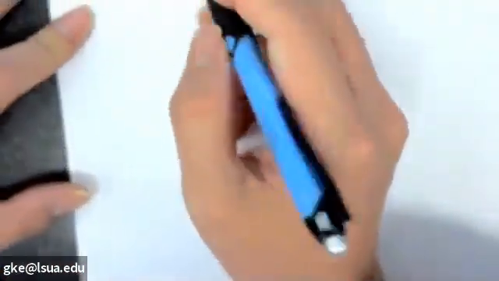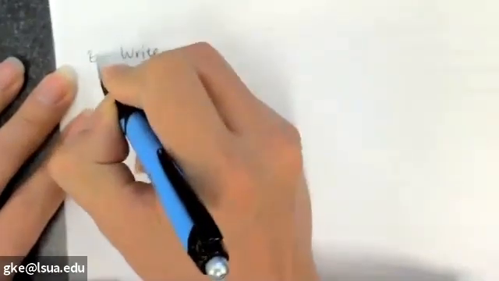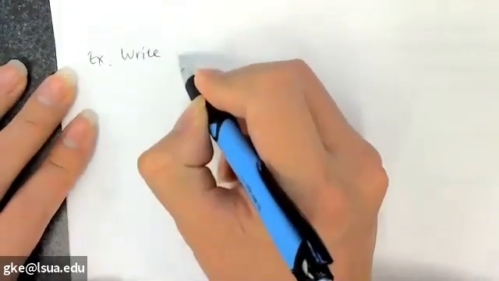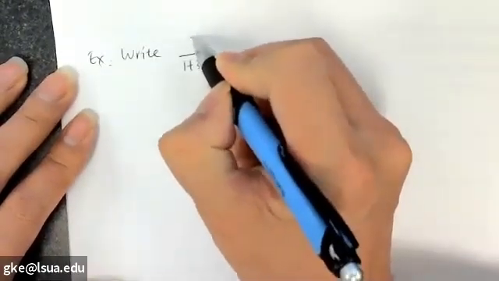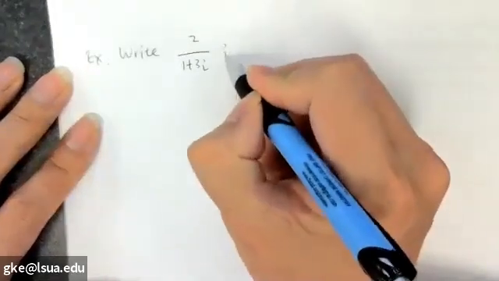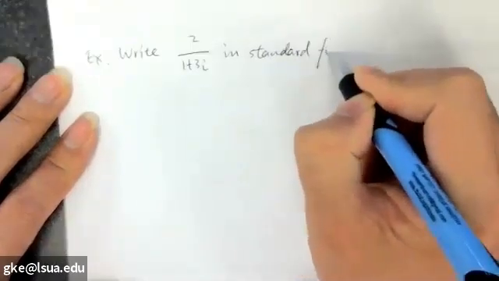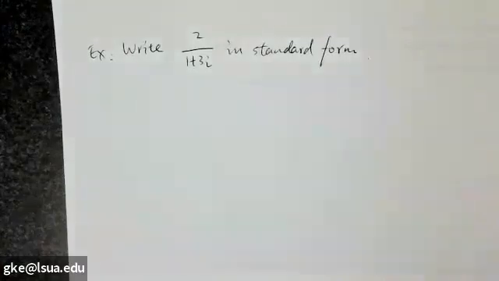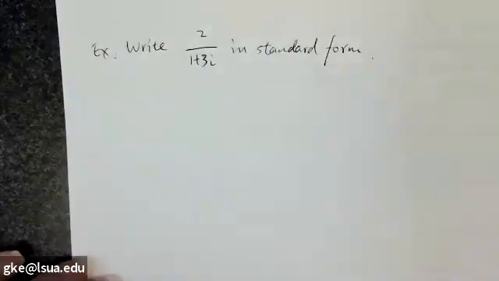Okay, so last time I also did some examples like that. For example, I want you guys to write this guy in standard form. Finish this part. I'm gonna give you 3 minutes, or 2 minutes. Okay, 2 minutes.